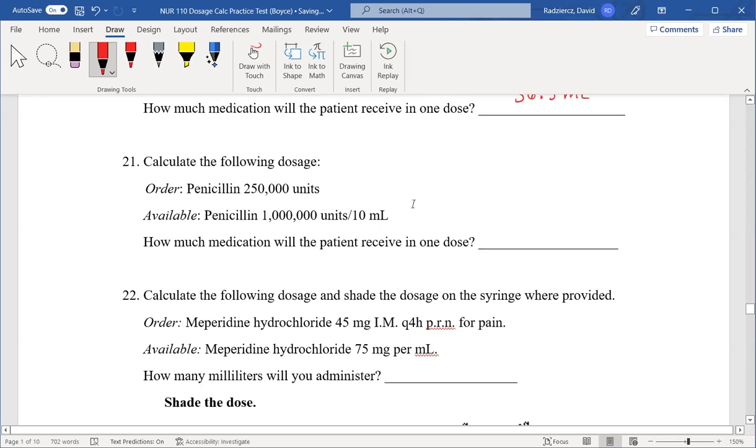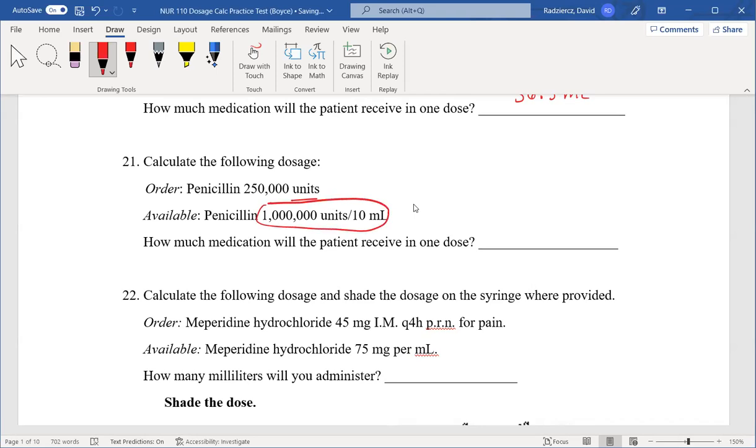All right. Here's another one. Penicillin is another one that kind of gets measured in units. Your available is 1 million units for every 10 milliliters. So you're going to take your 250,000 units, your order, over 1 million, this is units, and then times the 10 milliliters.